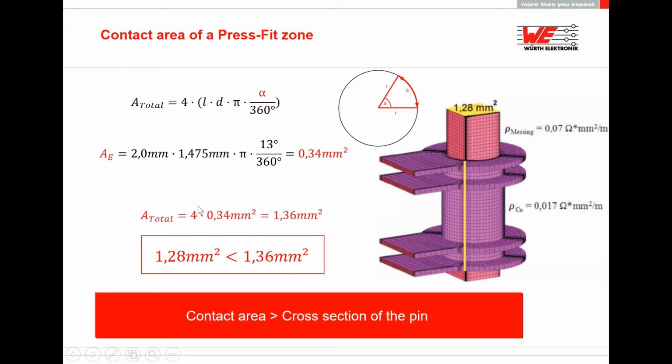And if you multiply it by 4 corners, we get a total area of connection that is bigger than the cross section of the pin itself. So finally we can see at this point that the connecting area itself is not a bottleneck, because it's even larger than the cross section of the pin.